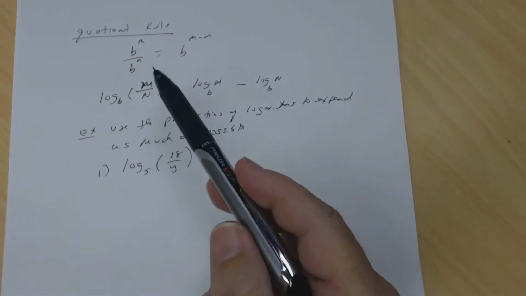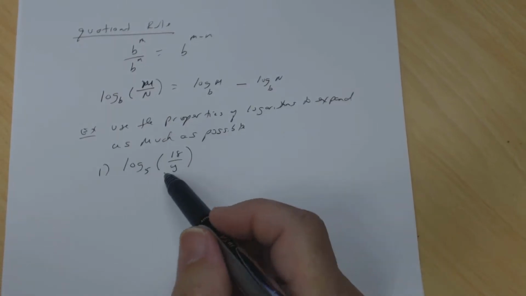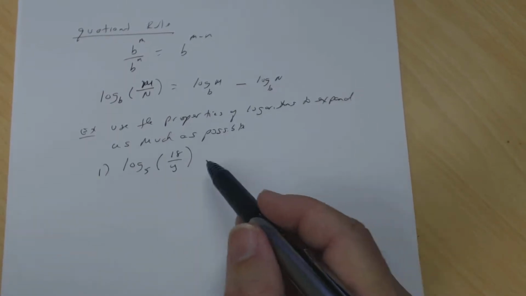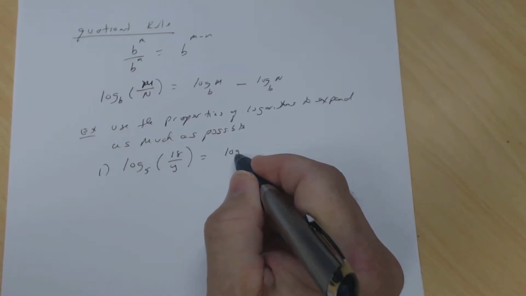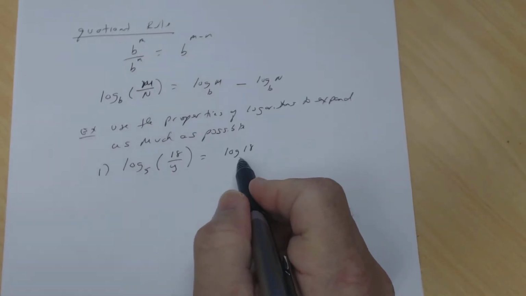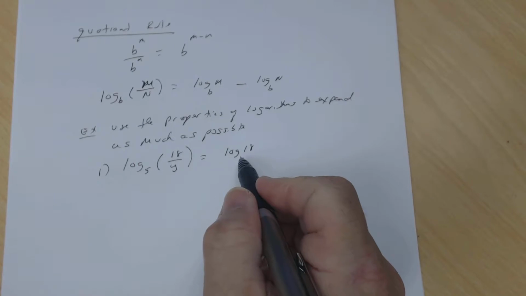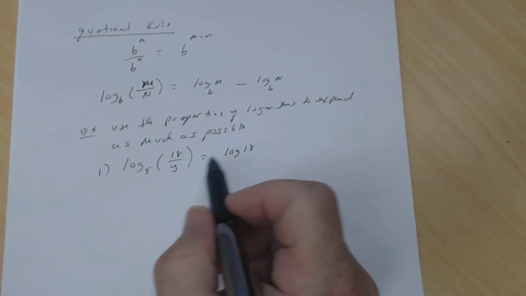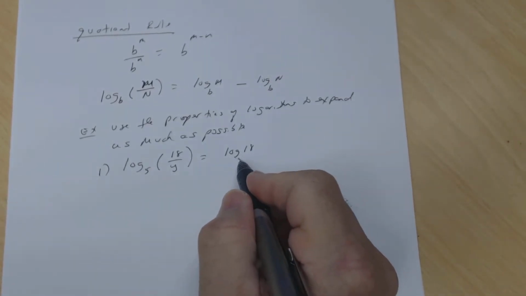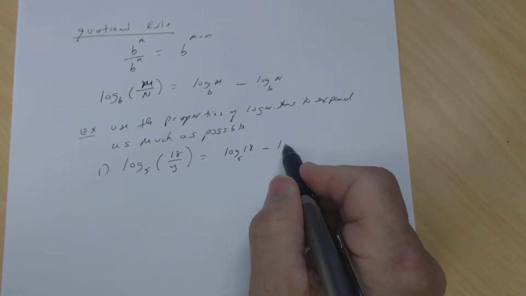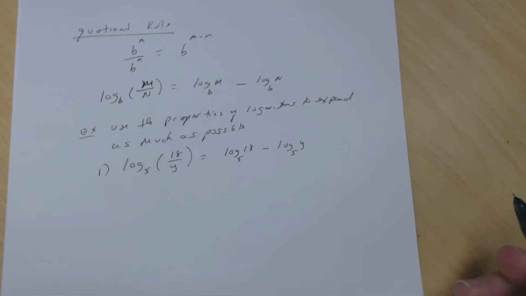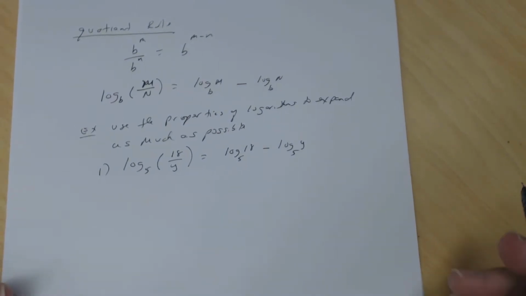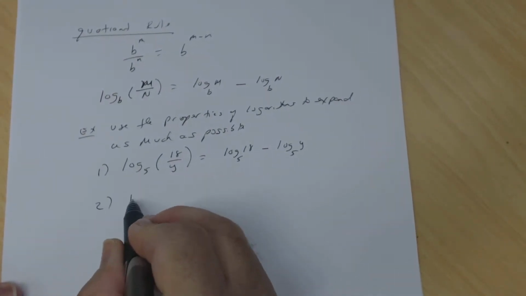Alright, so according to the quotient rule, I can rewrite this as a subtraction problem. I can rewrite this as a difference of 2 logs. So it would be the log of the numerator. Don't forget the base though. If you don't put the base, you're saying the base is 10, and the base is not 10, the base is 5, so you must put the base. Subtract the log of the denominator, base 5.